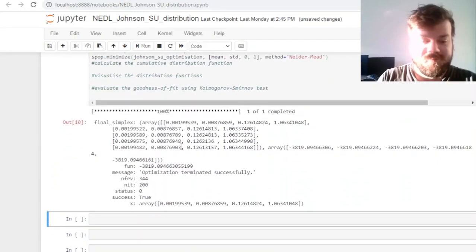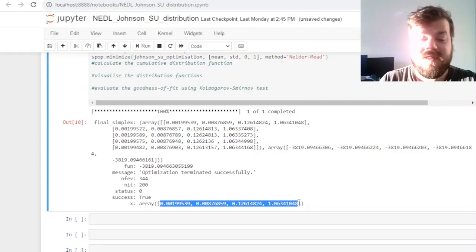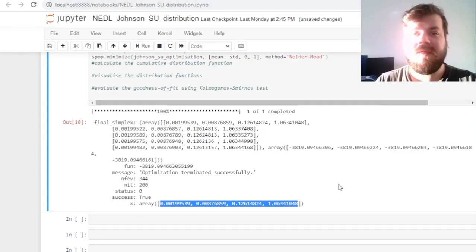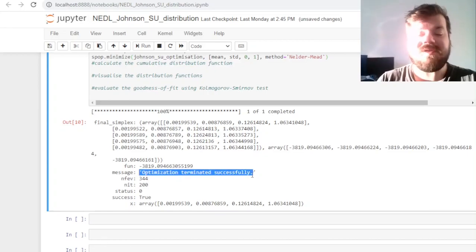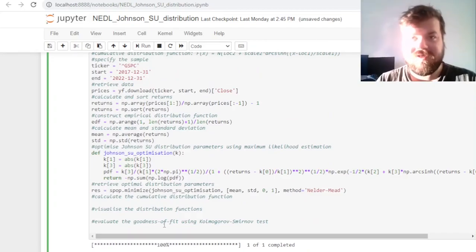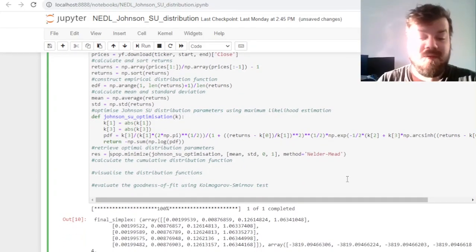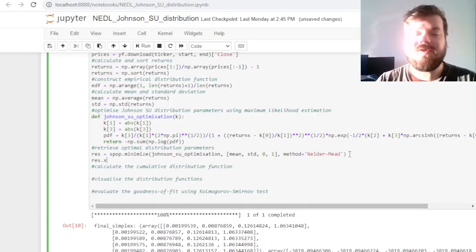So as we run it, we'll see that the optimization is being terminated successfully. And this is the list of optimal parameters that the model arrived at. And our log likelihood, again, discarding the minus in front, is 3819. Again, we have got our convergence achieved, which is good news. That means that we can now refer to the optimization result as res result and use the res x variable to retrieve our distribution parameters.